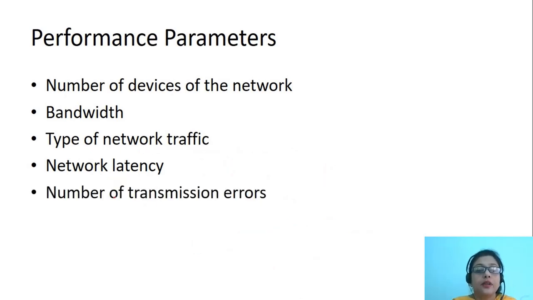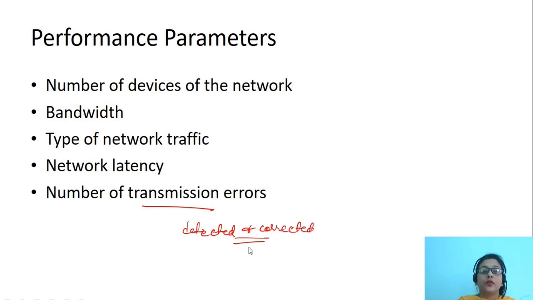After that, we have the number of transmission errors. The more the number of errors, the more performance degradation happens. So we must have a reliable network where transmission errors should be able to be detected and corrected by using various algorithms.